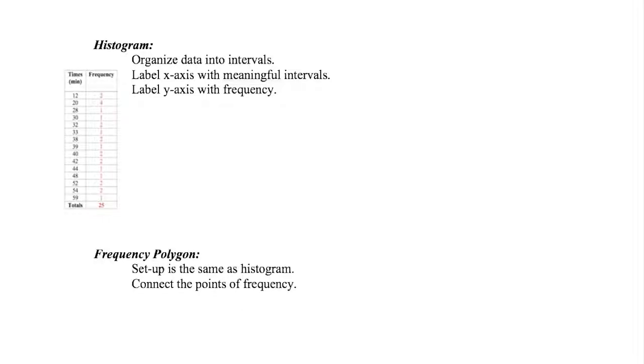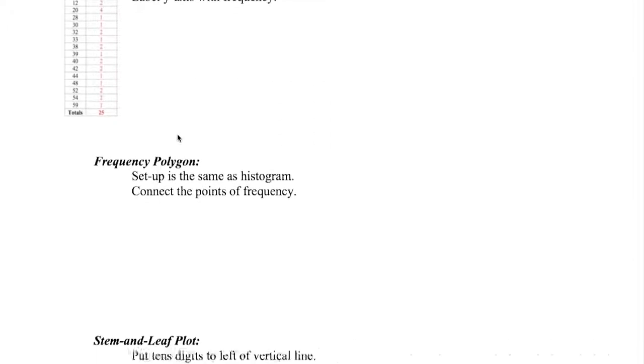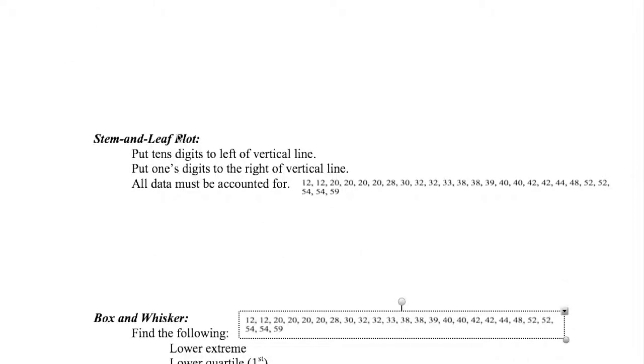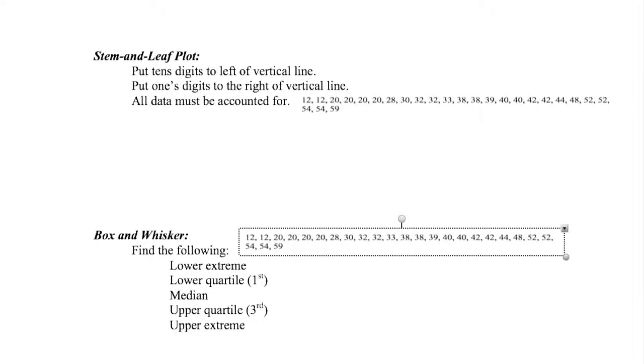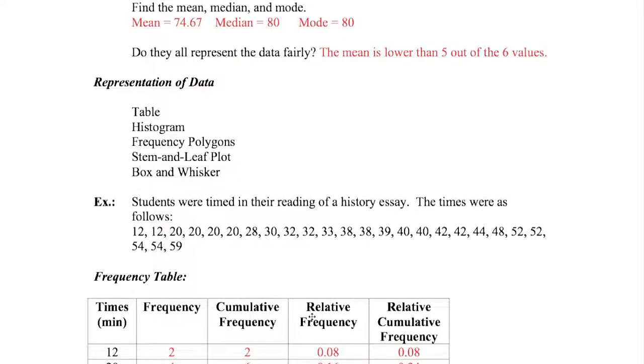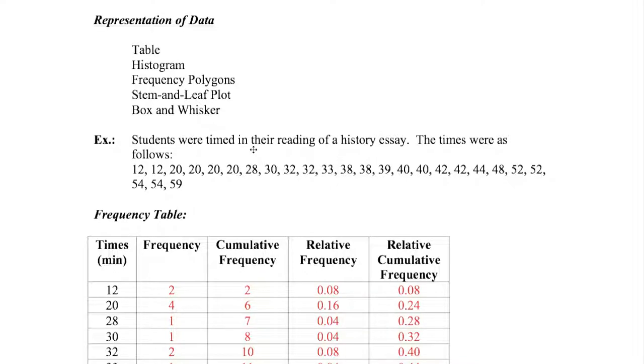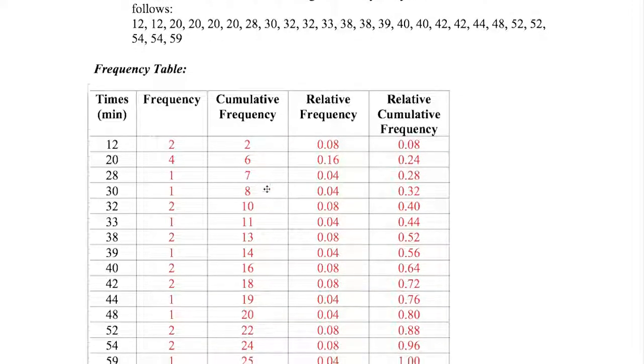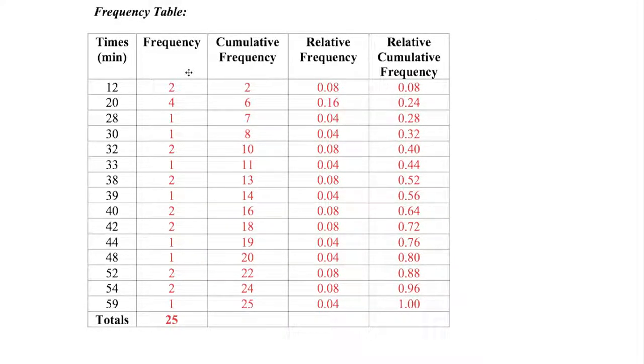So I'm going to be making 3 diagrams based off of the data that we've been using. So we're going to be looking at a histogram, a frequency polygon, a stem and leaf plot, and a box and whisker plot. Now this all follows the data from the previous information we used, where we had students who are taking their history essay and the times that the students took them in. Now, we made this big table where we talked about frequency, cumulative frequency, relative cumulative frequency.